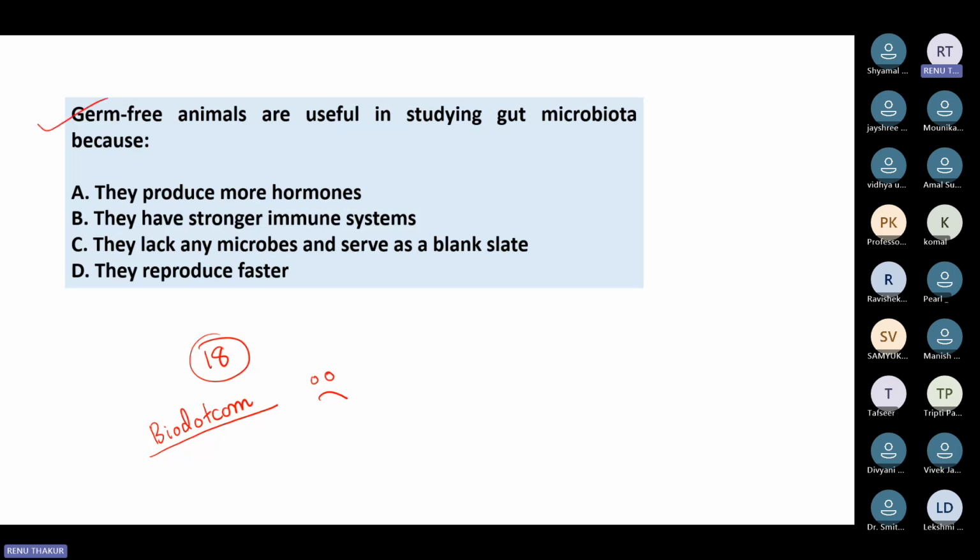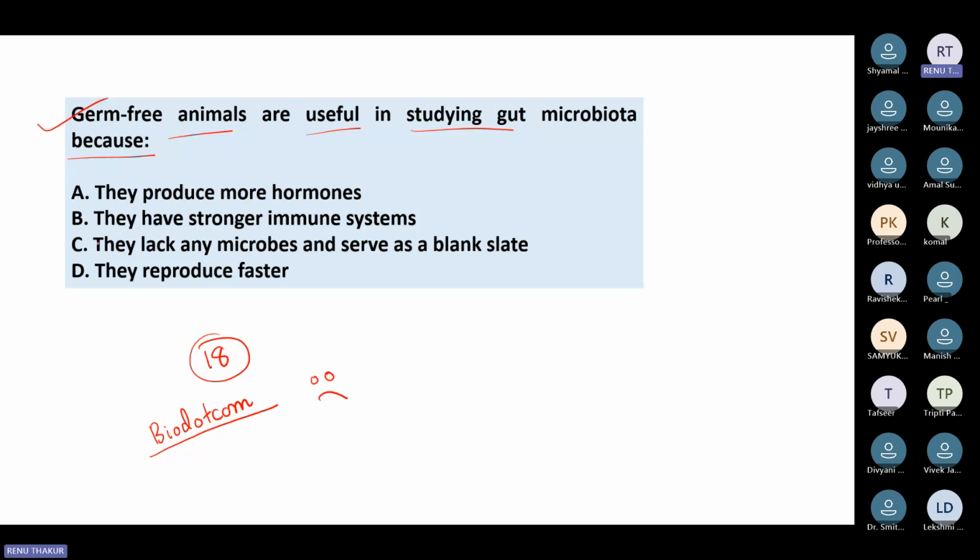Germ-free animals are useful in studying gut microbiota because... Before answering, you should know the whole concept of why we use germ-free animals to study the gut microbiota. Answer is option C.